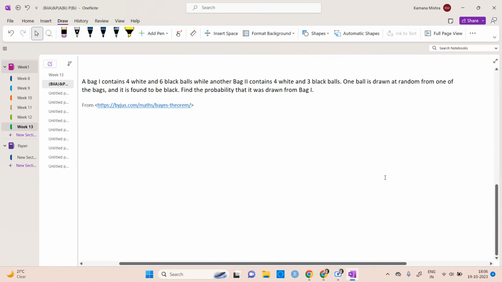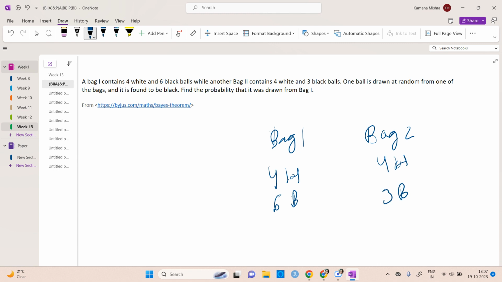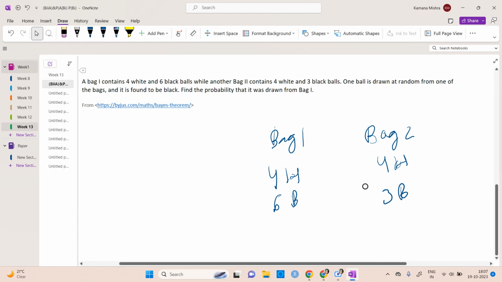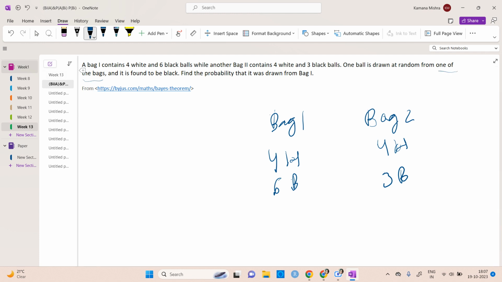Okay. So the question is: bag one contains four white and six black balls, and bag two contains four white and three black balls. This is given. What is given here is that one ball is drawn at random from one of the bags, and it is found to be black.